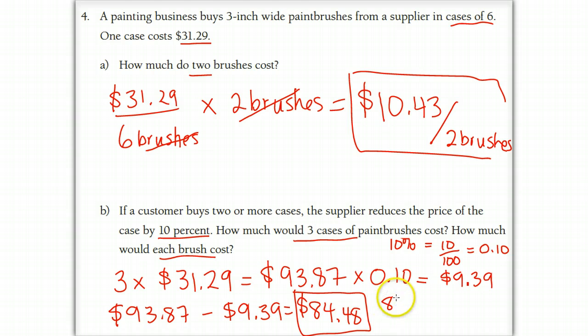Then we're asked how much would each brush cost. So we're going to go $84.48 divided by the total number of brushes. So there's 3 cases and there's 6 brushes in each case. So 3 times 6 is 18. So there's 18 brushes total. So when we go 84.48 divided by 18, we're going to get our cost per brush, which is $4.69 per brush. And that's our answer for the second part of the question.